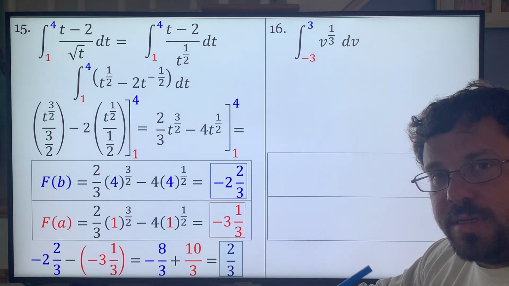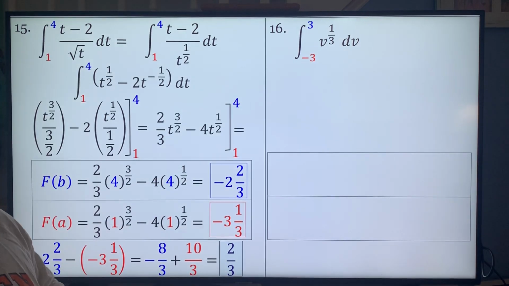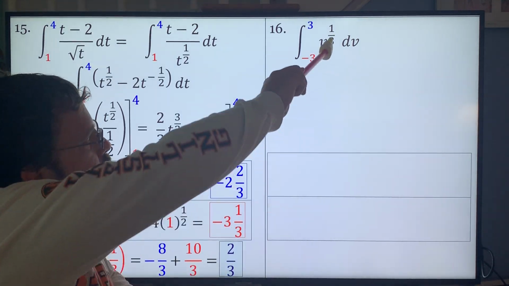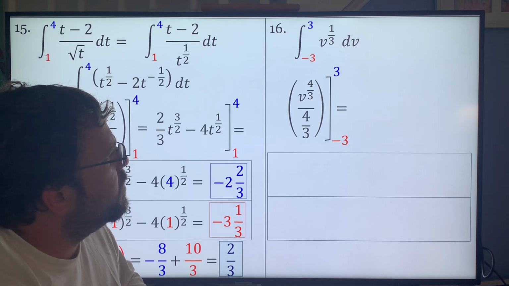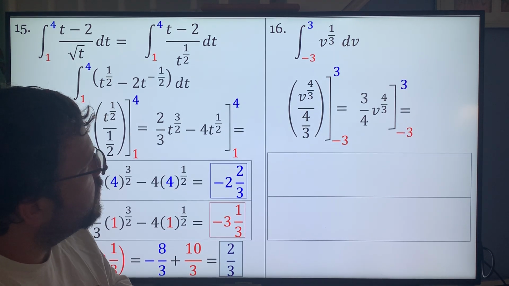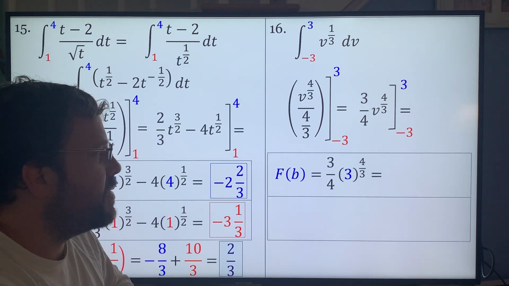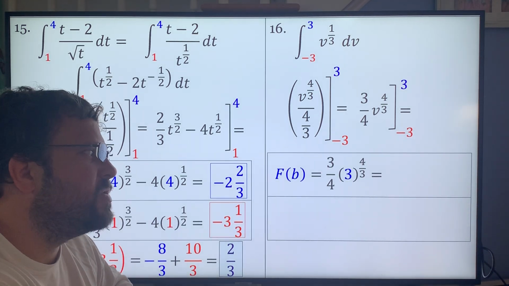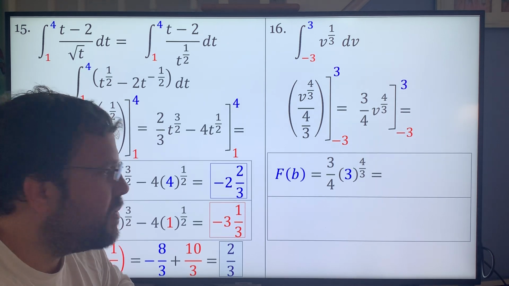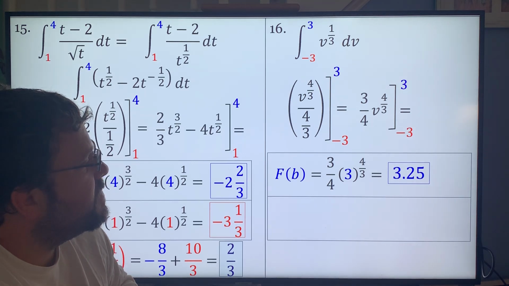As I get to my next seat, you guys should be finished with drawing. All right. 1/3 plus 1 is 4/3. Reciprocate, 3/4 x to the 4/3, from -3 to 3. Plug a 3 in there. 3 to the 4th power is 3 times 3 times 3 times 3, 81. Cubed root of 1 is some decimal, 3.25.